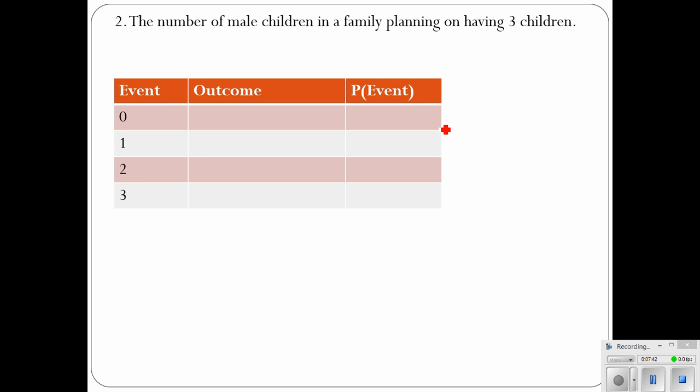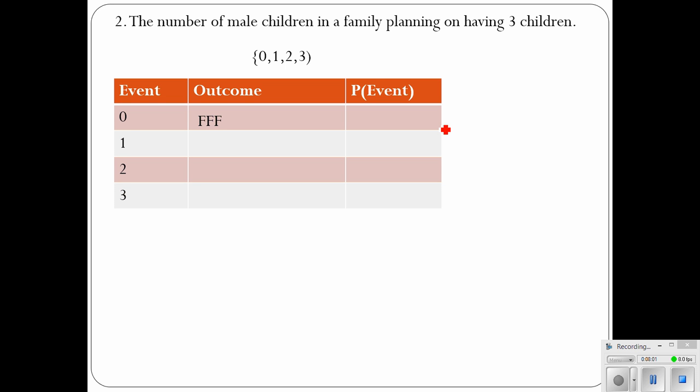And the number of male children, so the sample space, if they're going to have 3 kids, what are the different things that they could have? They could have 0 boys, 1 boy, 2 boys, or all 3 boys. So again, are these equally likely? So let's say there's no boys. That means it's all girls, female, female, female.